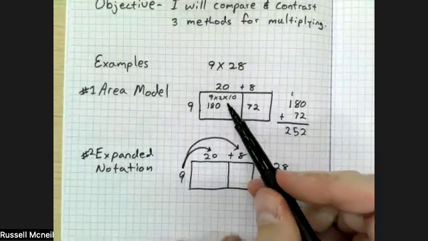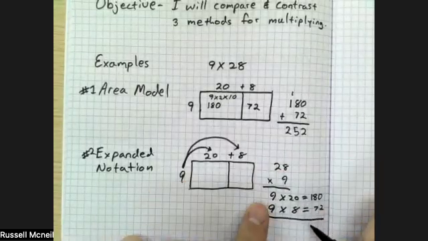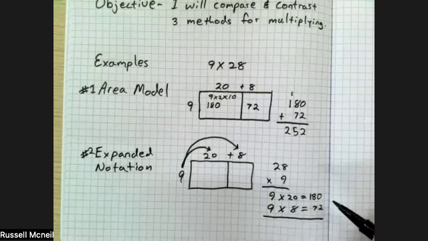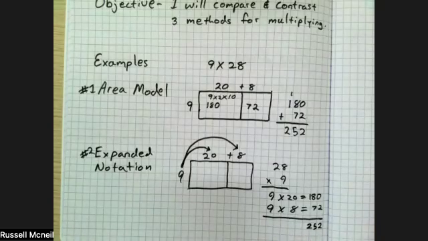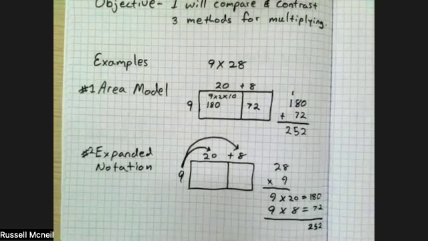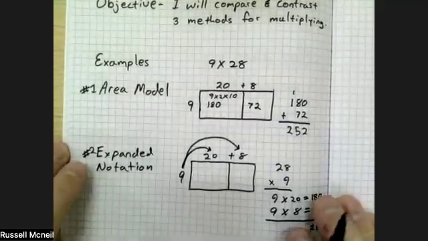Area model, you did the multiplication in the box. Expanded notation, we're doing the multiplication outside the box. So getting to the same answer of 252, we're just going in a slightly different direction. If you need to pause, you may. Moving to the next page.